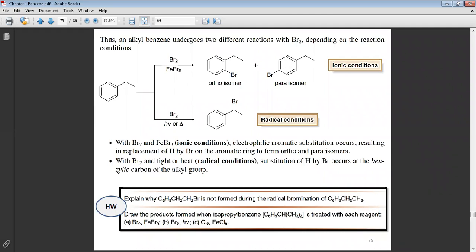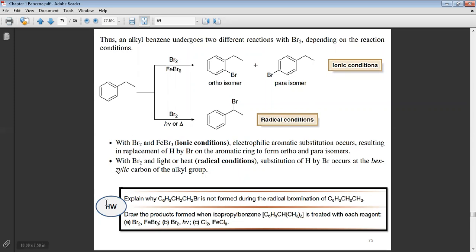Also, this halogenation not with Lewis acid, with heat or UV light. That means the halogenation will happen on the alkyl group. Okay, will the Br come to here or to here? Sorry, yes, on the first carbon. That means this will be our product. He said here the same thing with Br2 and FeCl3. This will be an ionic condition, and electrophilic aromatic substitution occurs. But with Br and light, it will be a free radical mechanism. This is the difference. This is electrophilic aromatic substitution, but this is free radical substitution.